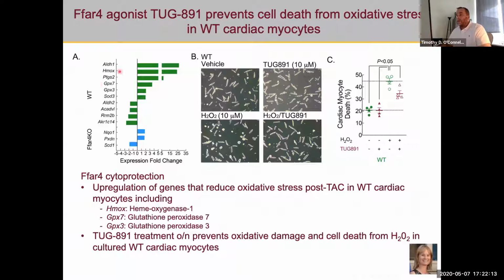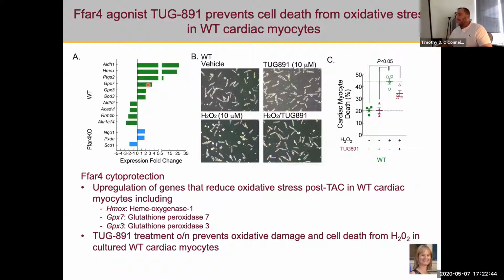Genes including heme oxygenase 1 were upregulated 24-fold, cyclooxygenase upregulated 7.5-fold, and glutathione peroxidase 7, which reduces sulfhydryl groups, was upregulated. Glutathione peroxidase 3, which reduces hydroxyl groups, was upregulated, as well as SOD3. So this would suggest that there is an adaptive response moderated by FFAR4 that is upregulated in the heart post-TAC that protects these cells, and it's mediated by FFAR4.